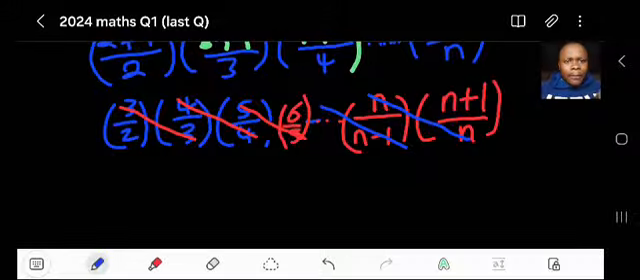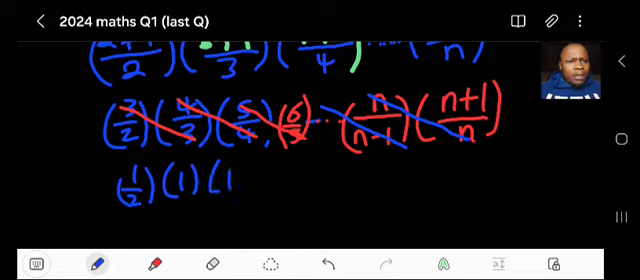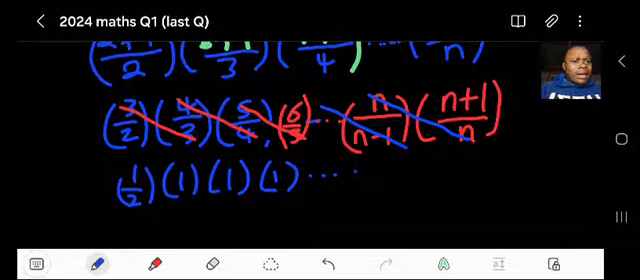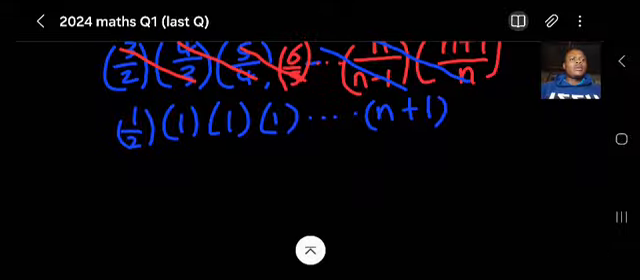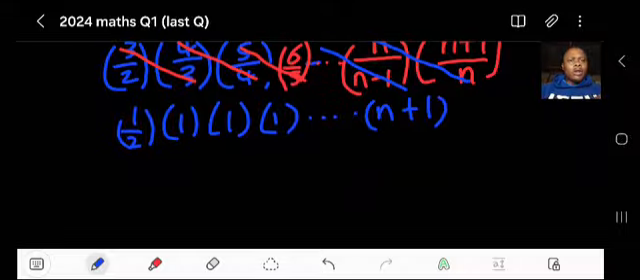Like you'll have there 3 cancel with 3, we will have 1 over 2. Then multiply by 1. All this 1 inside will be 1. We'll be left with 1s until there we'll have n plus 1. This is what we have there. But now remember, this is still the product. If we multiply this 1 over 2 multiplied by 1, it won't change. We'll still have 1 over 2.